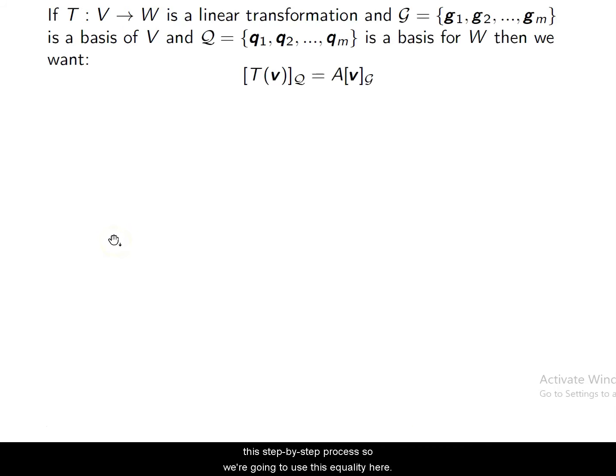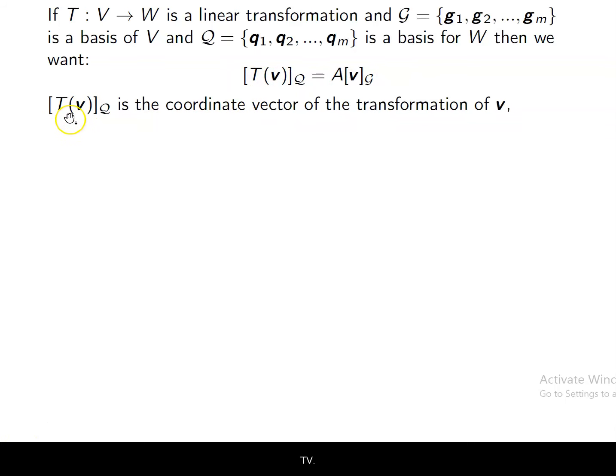Okay, so we're going to use this equality here to derive some useful things. Now we're going to be playing around with bases and things like that. So now we're on to the algebra part of this section. We're going to do some derivations here. So T of V under the representation of Q is the coordinate vector. It's under brackets, so it's a coordinate vector of the transformation of V. We transform V, and then we represent it in terms of the basis of the space that we're in, which is T(V).